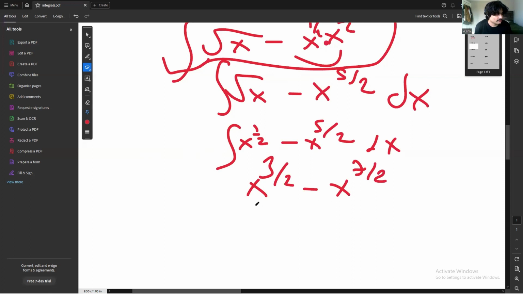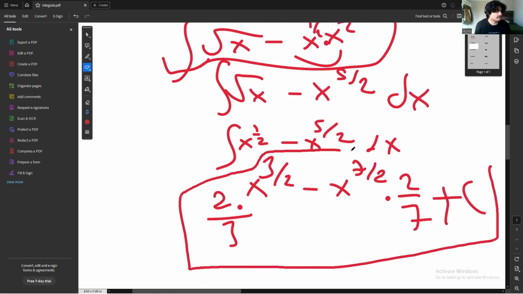Also, I'm gonna divide this by 3/2, which is actually multiplying it by 2 over 3, and the same thing over here, 2 over 7. I'm multiplying it, and also don't forget your plus c, and you're done, guys.